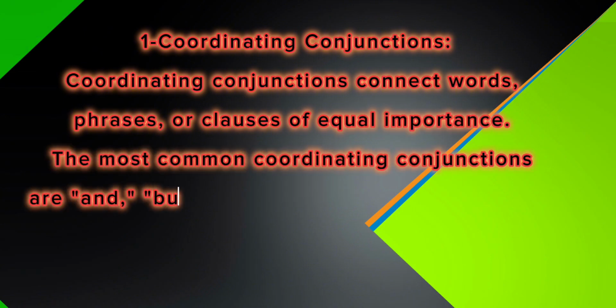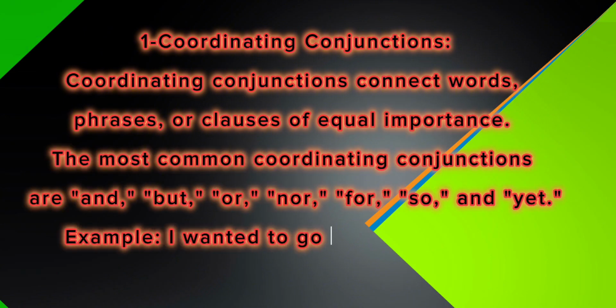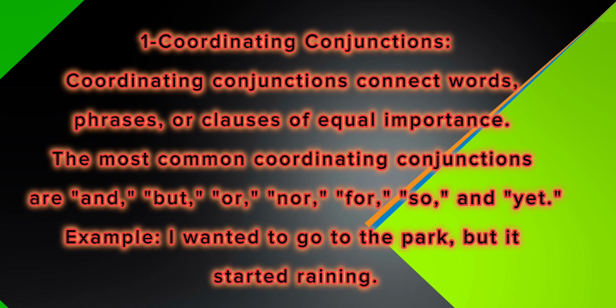The most common coordinating conjunctions are and, but, or, nor, for, so, and yet. Example: I wanted to go to the park, but it started raining.